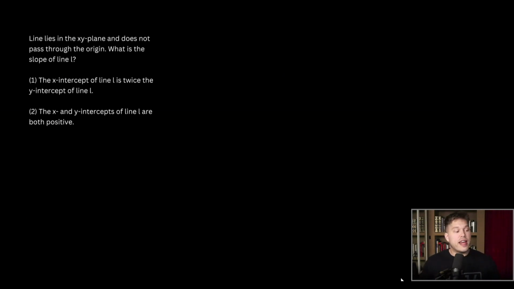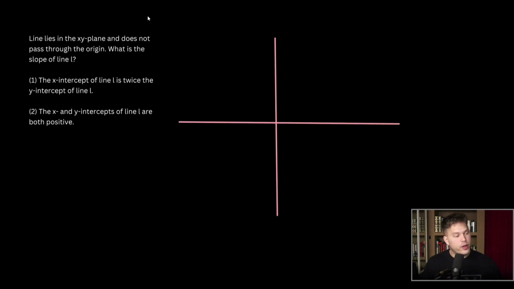Line L lies in the xy plane and does not pass through the origin. What is the slope of line L? Okay, let's draw a coordinate plane. Here we go, and let's put in some marks for it. All right, 1, 2, 3, 4. So what are some options for our line?